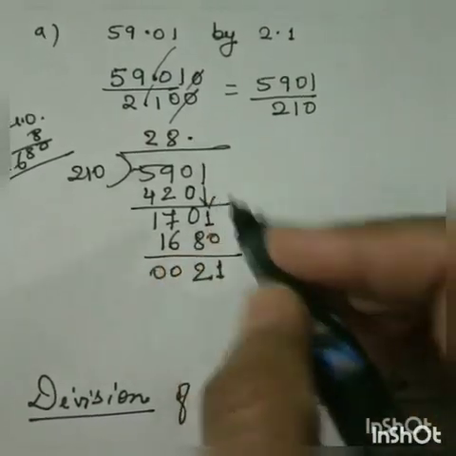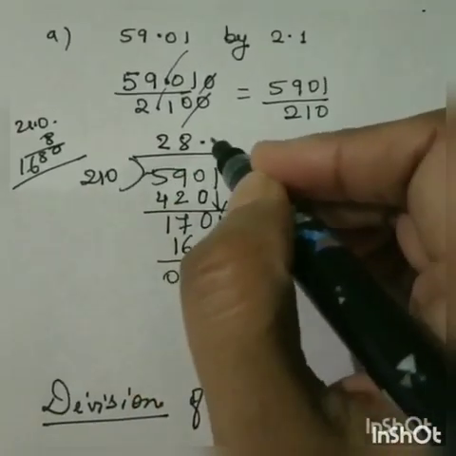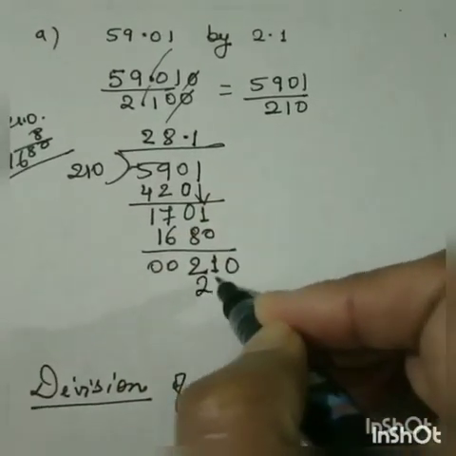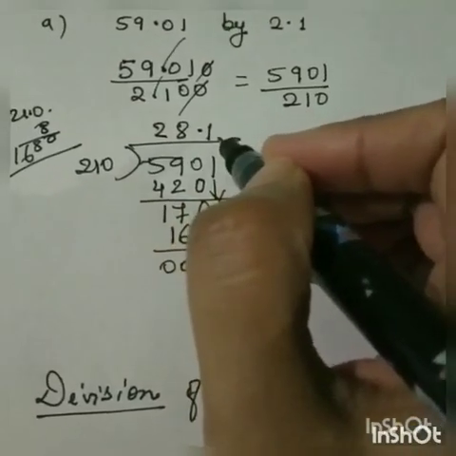So if we have put the decimal, we will have to take here 1 zero. Now 210. Here also 210. So 210 1 times 210. Clear? The answer is 28.1.